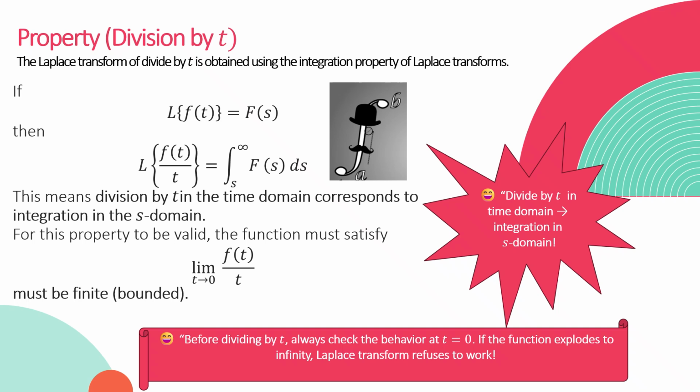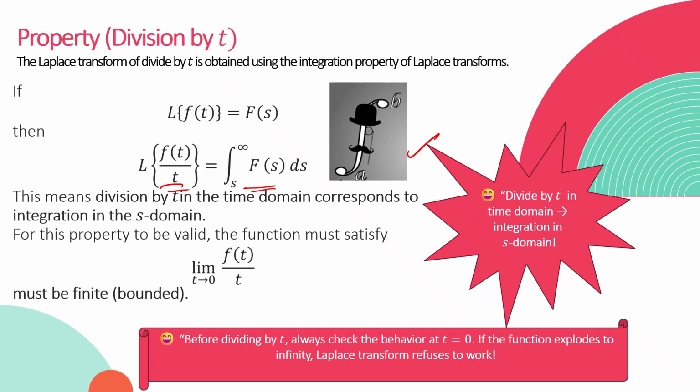division by t. The Laplace transform we have to find for a function when it's divided by t. Now we have to use the integration property, that is integration s to infinity L of f of t ds. So divide by t means it indicates integration. Divide by t in time domain, integration in the s domain. For this property to be valid, the function must satisfy the condition limit t approaches 0 f of t by t must be finite. So before dividing by t, always check the behavior at t equal to 0. If the function explodes to infinity, Laplace transform refuses to work.